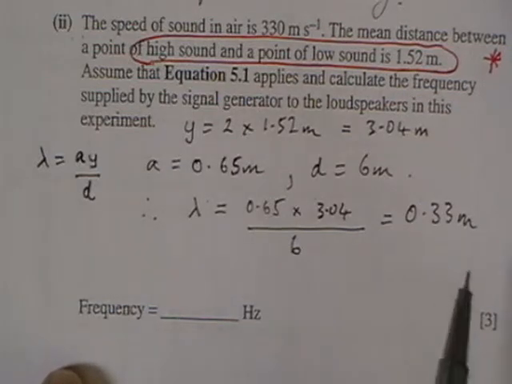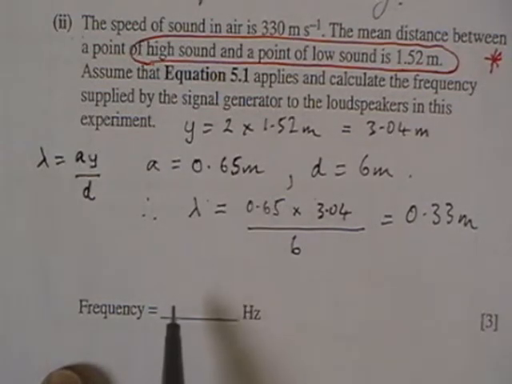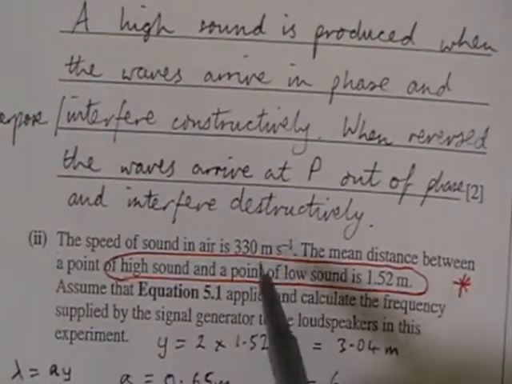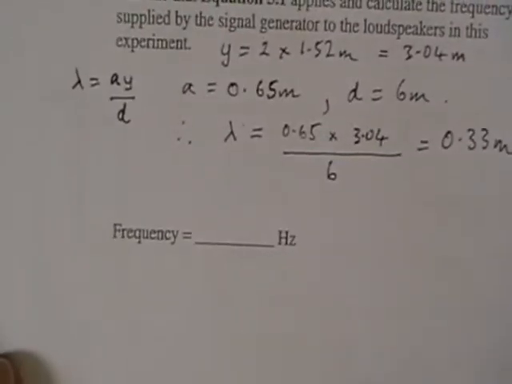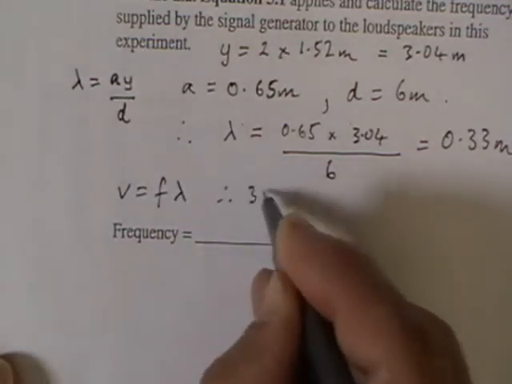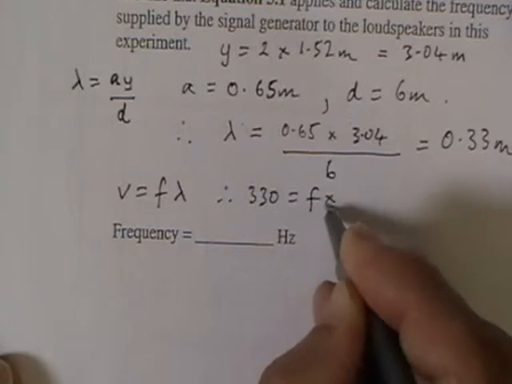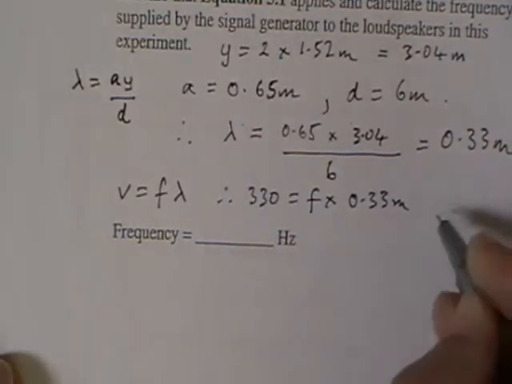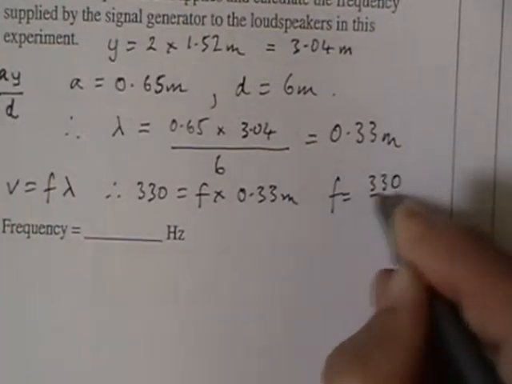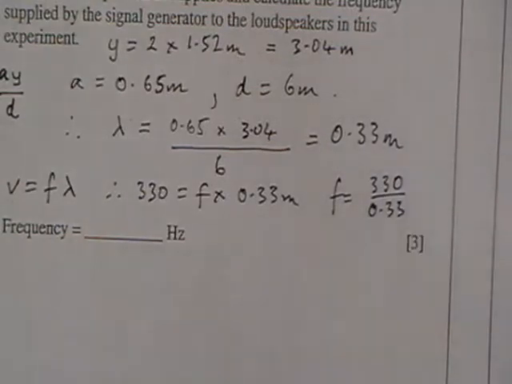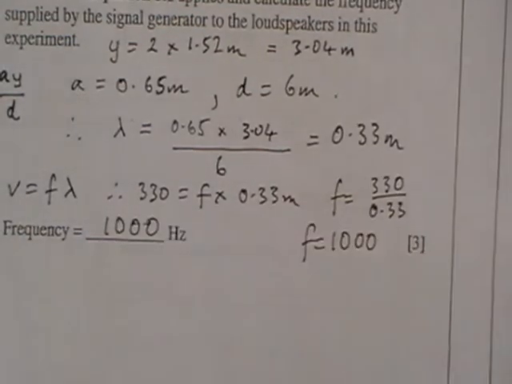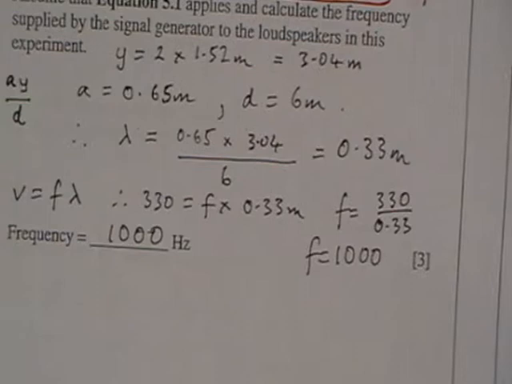Now that's only part of the calculation because we've just worked out the wavelength. We're actually looking for the frequency, and if we go back up into the question, we were given the speed of sound is 330, and so that brings into play the use of the wave equation. V equals F lambda, therefore 330 is equal to F times 0.33 meters, which gives us F equal to 330 divided by 0.33, and that turns out that F is equal to 1000 hertz. And that's the end of that question.